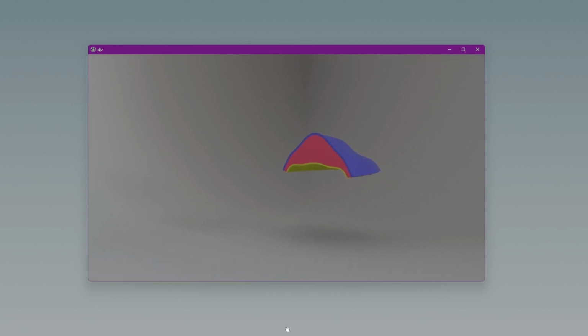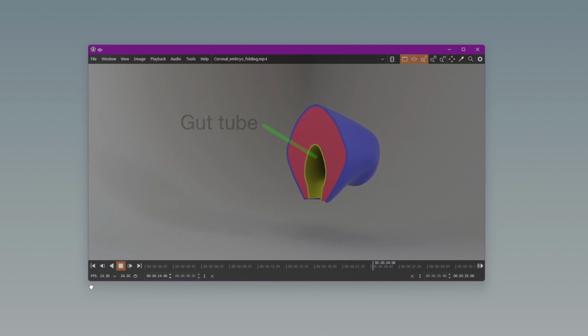There they go. Sides are folding down. And the endoderm is curling in towards itself, starting to create a tunnel within this embryo. That is not the body cavity. Within that endoderm layer, we're actually forming the gut tube.